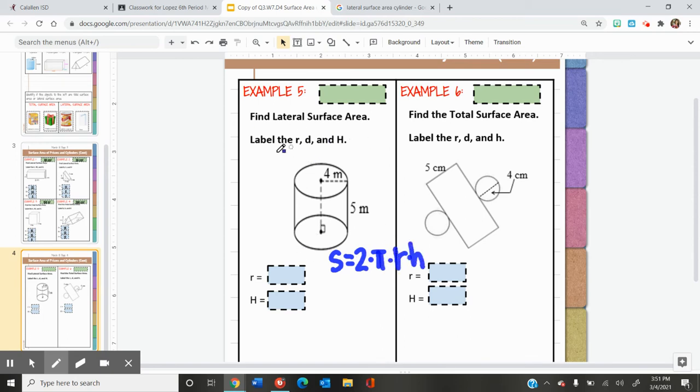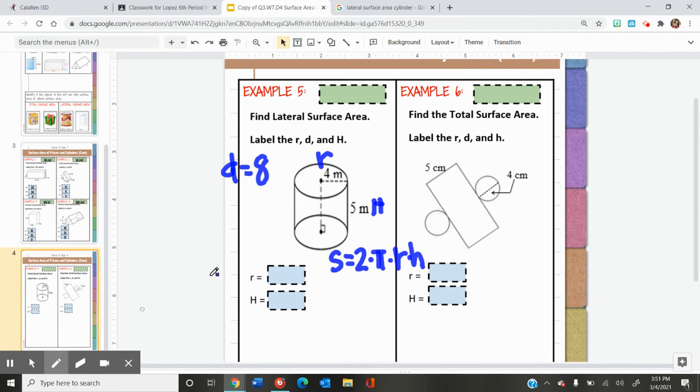So here it tells me to label R, D, and H. Well, here on this cylinder, they give me the radius. So 4 is my radius, and H is the distance between my bases, so 5 will be my height. Now, if I wanted to find my diameter, that's just 2 times my radius. Right now my radius is 4. Multiplying that by 2 would mean my diameter is 8.